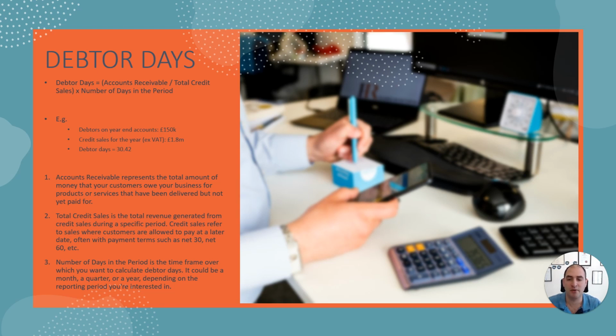The number of days in the period is the time frame over which you want to calculate the debtor days. It could be a month, a quarter or a year, depending on the reporting period you're interested in.